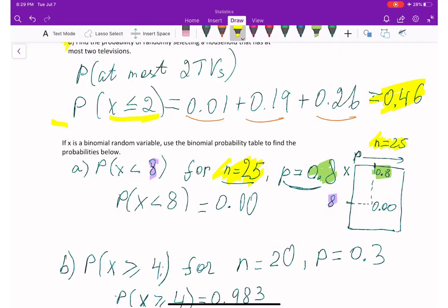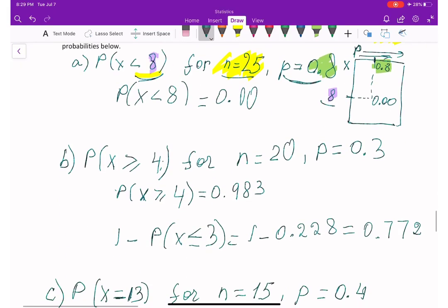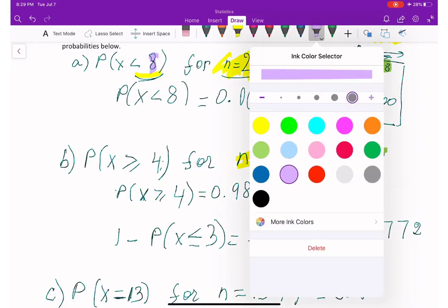So vertically you are looking for x, which is 8 in this case, and then horizontally you are looking for the probability of success, which is 0.8, and the intersection will give you the probability that x is less than or equal to 8. All right. Next, probability x greater than or equal to 4, for n equal to 20. So now you have to open the n equal to 20 table, and use probability 0.3, and x is going to be 4.